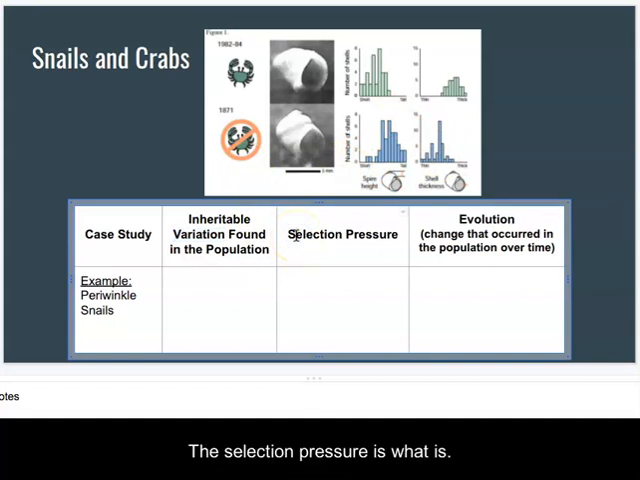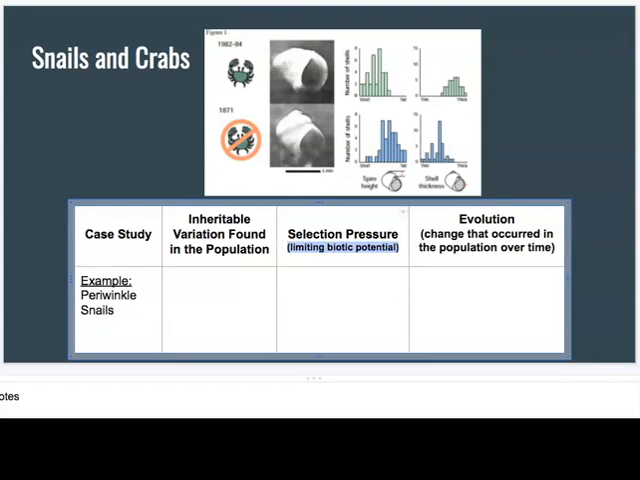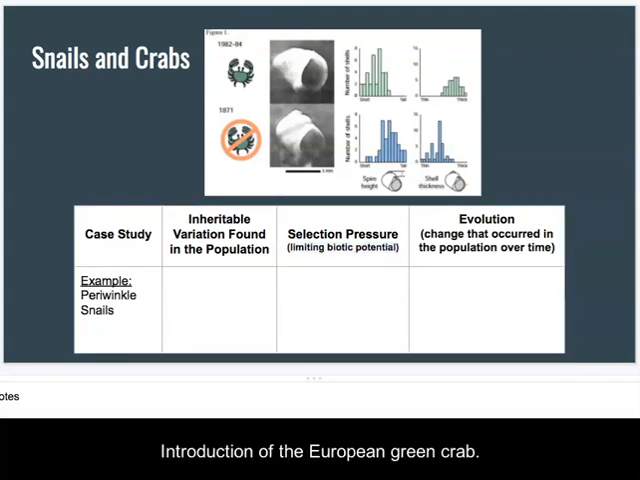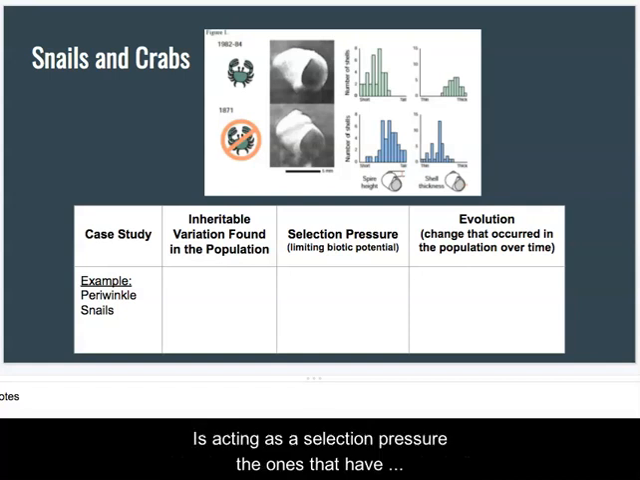The selection pressure is what is limiting biotic potential. I'm going to put that in there. In this case, we had learned that it is the introduction of the European green crab, and that predation of eating the thin-shelled and not eating the thick-shelled is acting as a selection pressure. The ones that have thick shells and survive are selected for, and the ones that have thin shells are selected against.